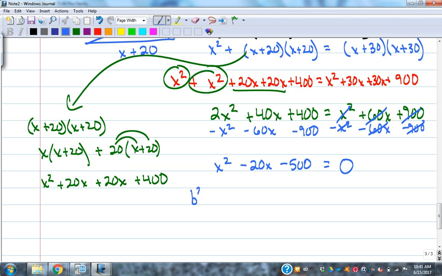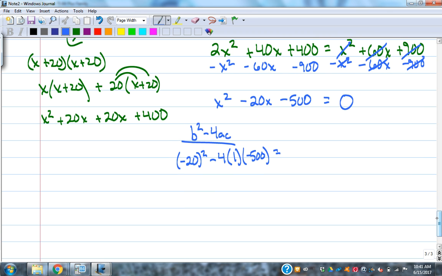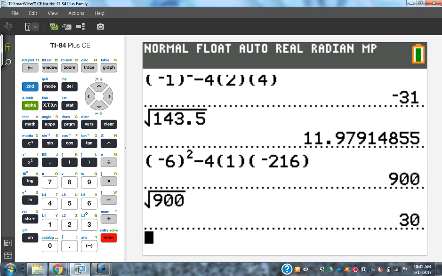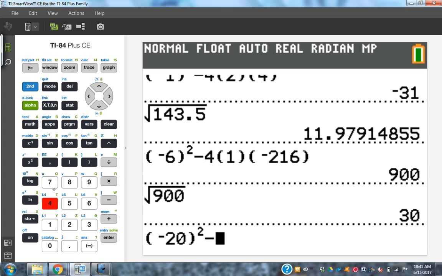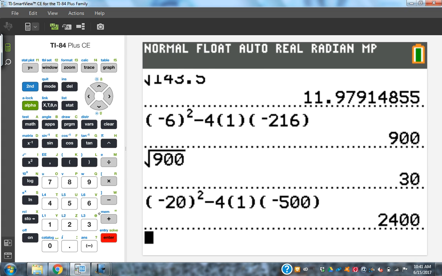So I'm going to do b squared minus 4ac for this one. So that'd be negative 20 squared minus 4 times 1 times negative 500, and do the quadratic formula with that. That's coming from A, B, and C of this one. So parentheses negative 20 squared, minus 4 times A times C. That's negative 500. I get a nice positive answer of 2,400.